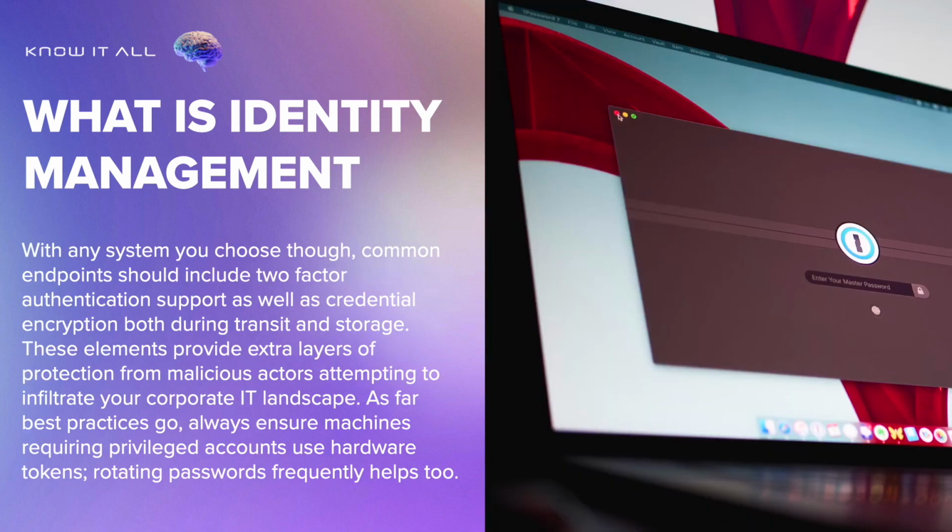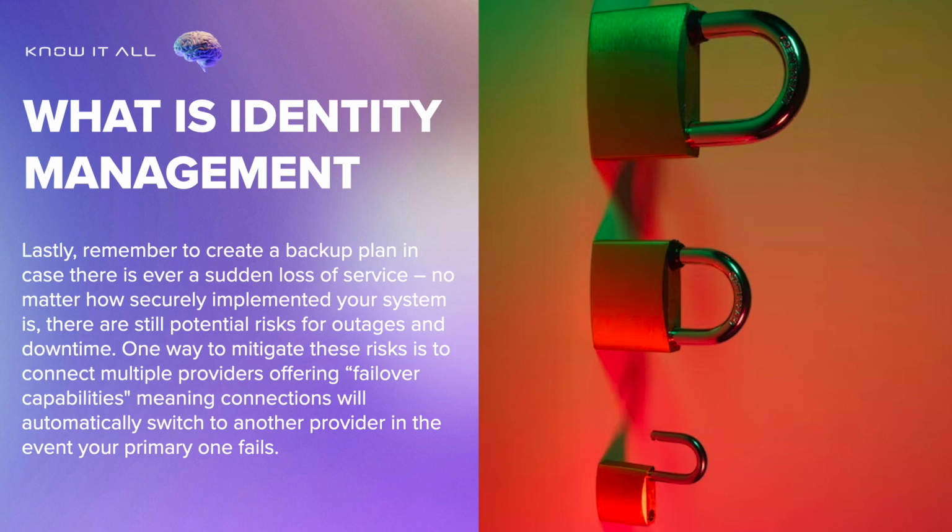With any system you choose, though, common endpoints should include two-factor authentication support as well as credential encryption both during transit and storage. These elements provide extra layers of protection from malicious actors attempting to infiltrate your corporate IT landscape. As far as best practices go, always ensure machines requiring privileged accounts use hardware tokens. Rotating passwords frequently helps too. Lastly, remember to create a backup plan in case there is ever a sudden loss of service.